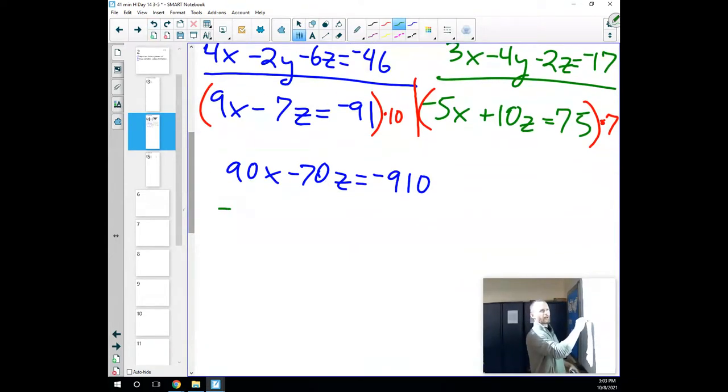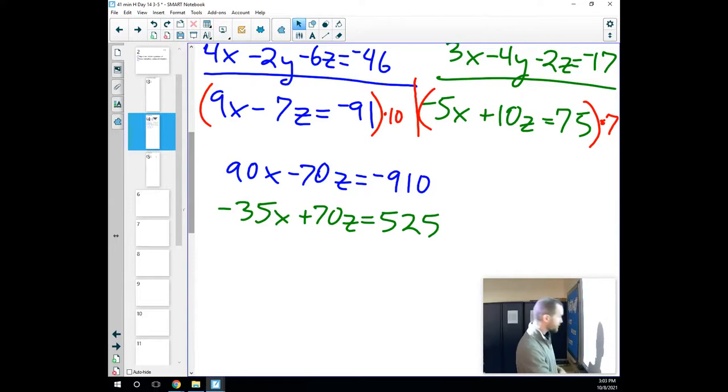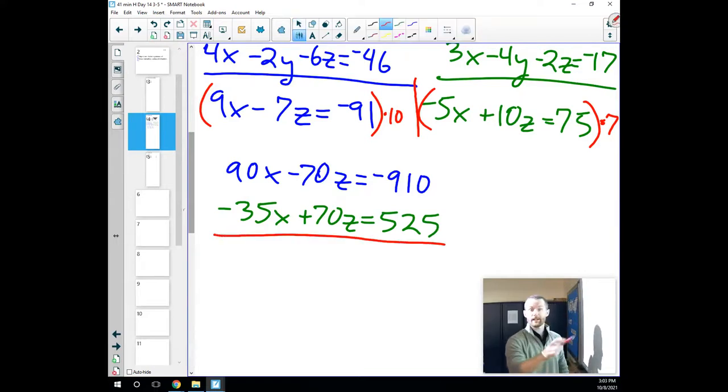It's negative 35x plus 70z equals 7 times 75, which is 490, and 35, that's 525. I'm going to double check myself. 75 times 7, yep, 525. And now we should be ready to combine to eliminate a variable.